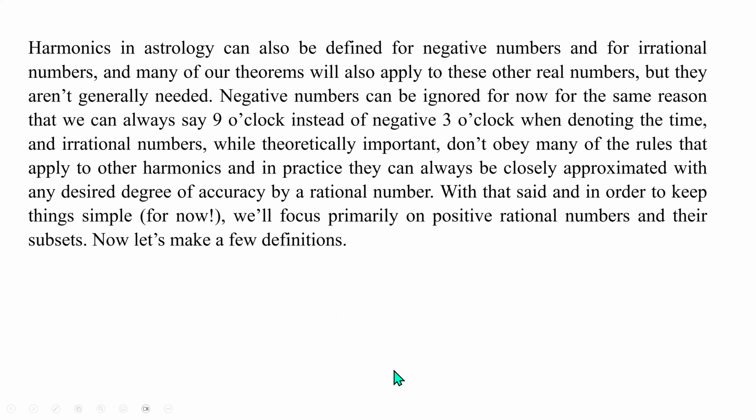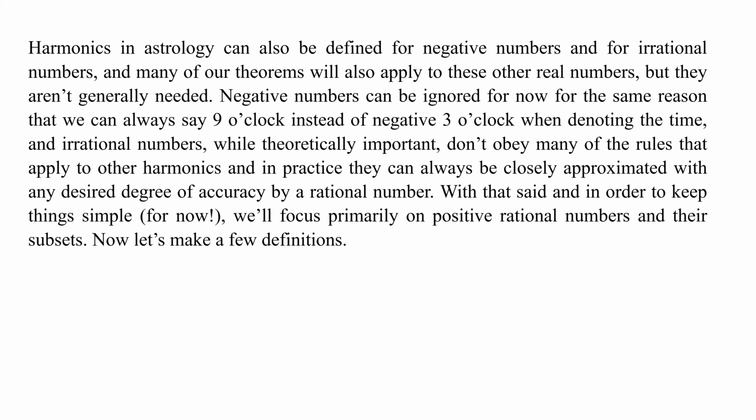Okay, harmonics in astrology can also be defined for negative numbers and for irrational numbers. And many of our theorems will also apply to these other real numbers, but they aren't generally needed. Negative numbers can be ignored for now for the same reason that we can always say 9 o'clock instead of negative 3 o'clock when denoting time.